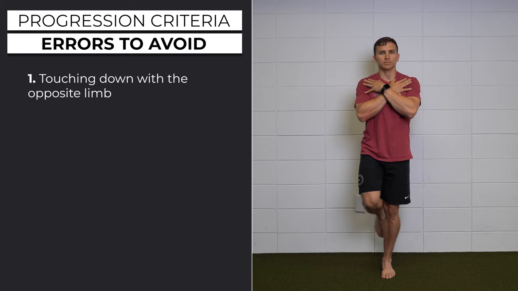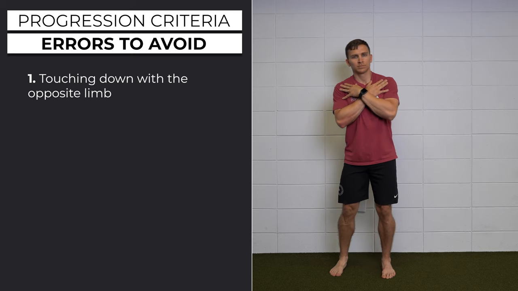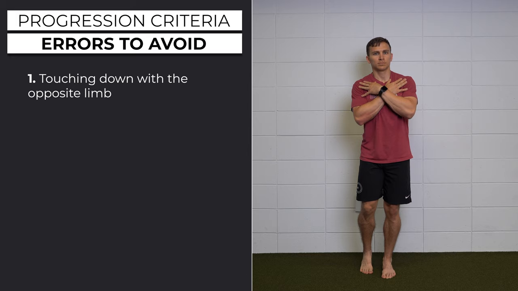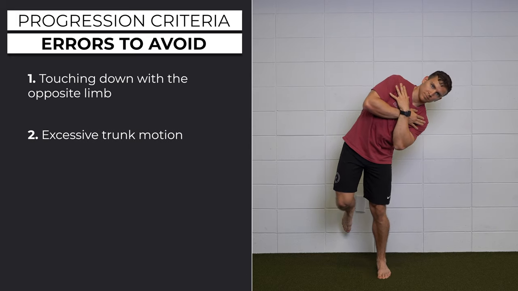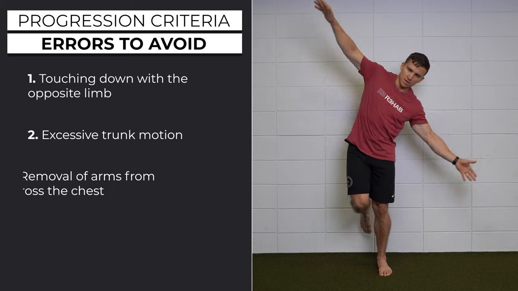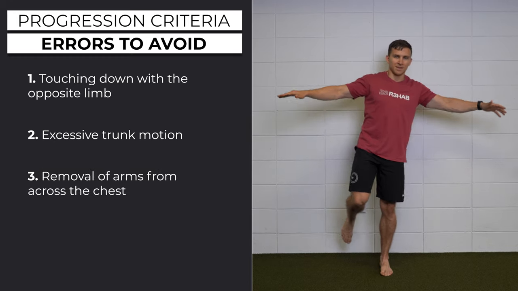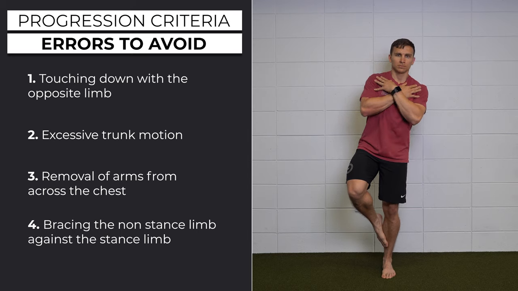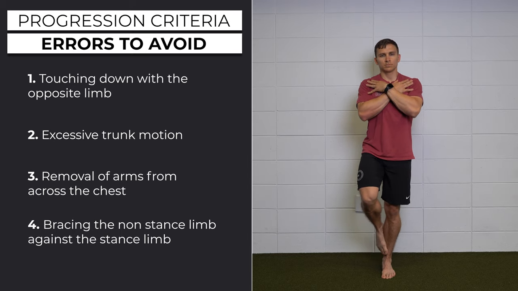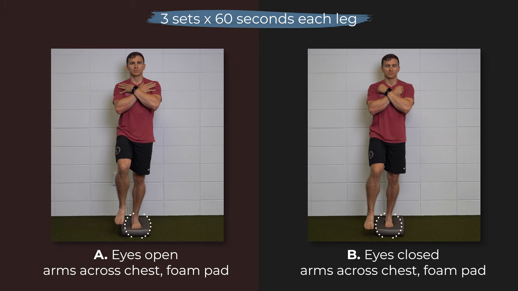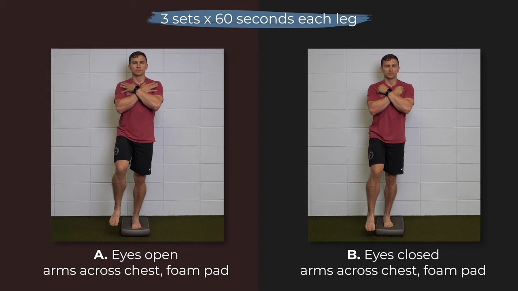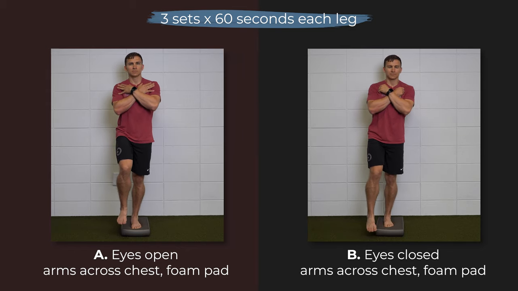In order to move on to the next stage, you should be able to complete these exercises without the following errors: touching down with the opposite limb, excessive trunk motion, removal of arms from across the chest, bracing the non-stance limb against the stance limb. Next, you want to accomplish the same task without errors on a foam pad.